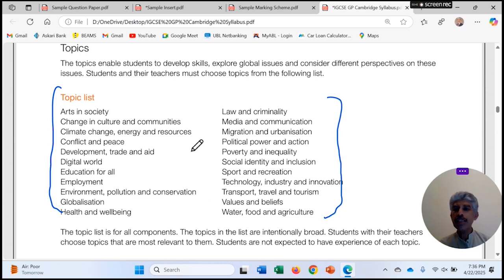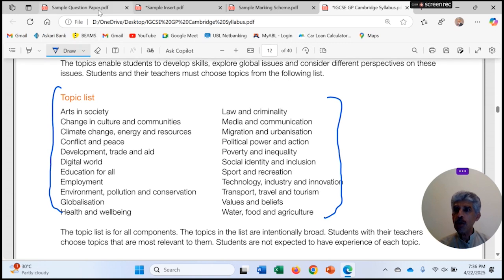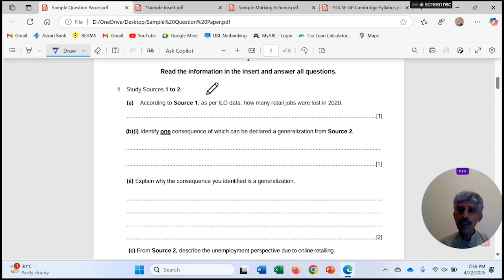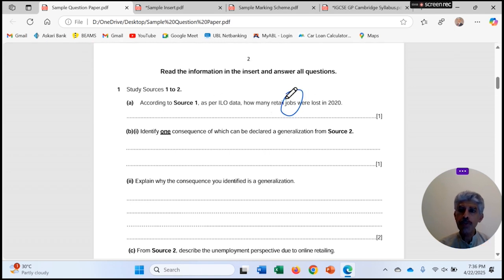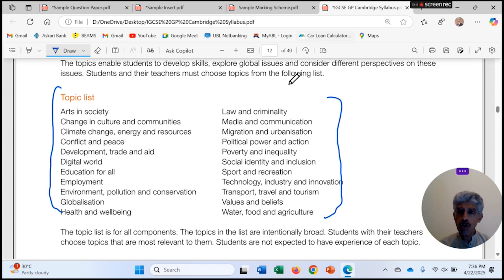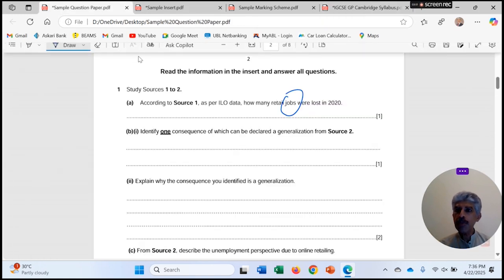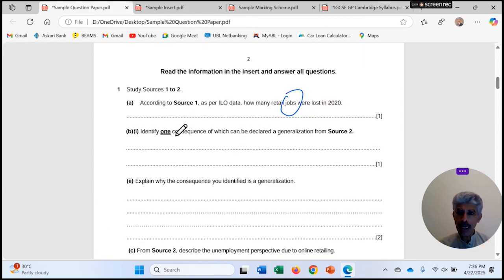It doesn't mean that you must know each and everything regarding any of the topics, but you must know the marking scheme, that is, how to attempt any particular question. If I talk about this sample question paper we are on, this paper is related to the topic of jobs, that is, employment. If I go to the topics over here, we have this particular topic given, that is employment. So the sample paper I am showing you here is related to that topic.